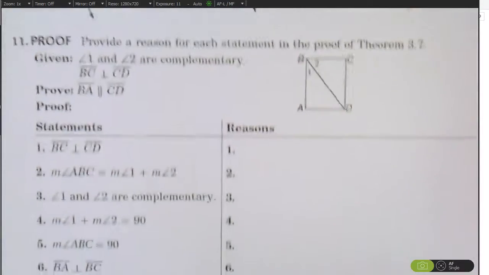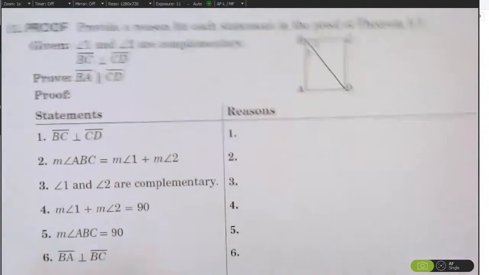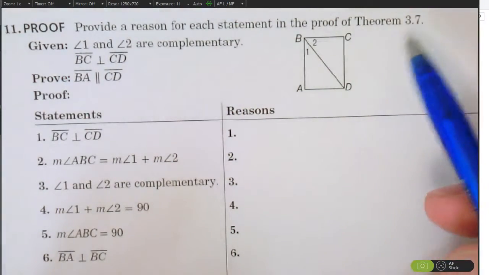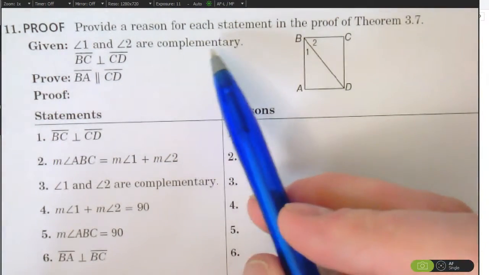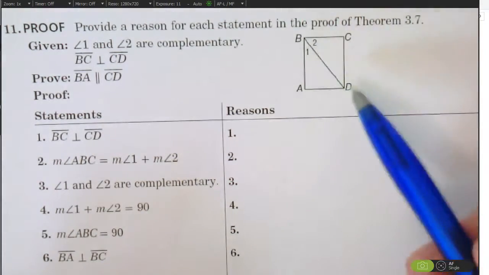Okay. All right, so here we go. Proof. Provide a reason for each statement in the proof of theorem 3.7. 1 and 2 are complementary. BC is perpendicular to CD. Prove that BA is parallel to CD.